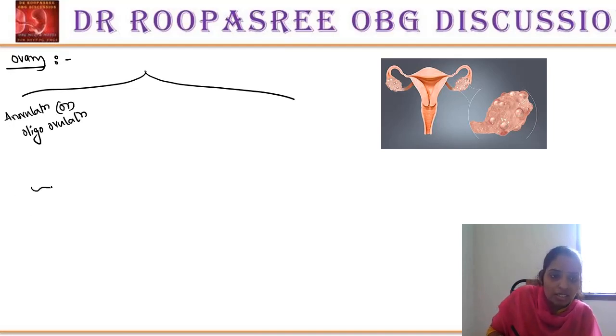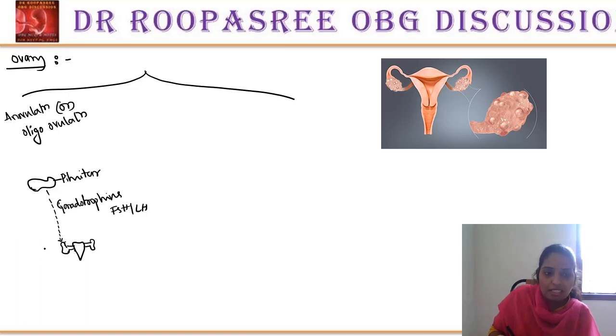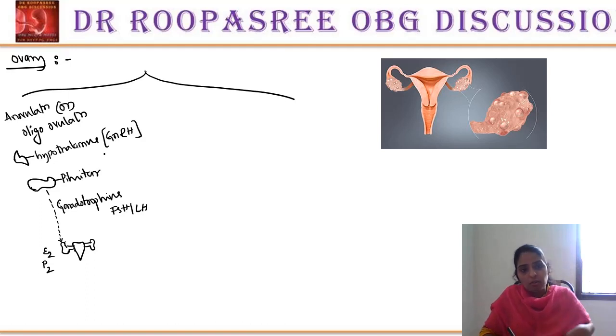Because, see, this is the pituitary, and this is the ovary. This pituitary gonadotropins will be acting upon the ovary, like FSH and LH, and then it releases some of the hormones like estrogen and progesterone. If there is any problem in these gonadotropins because of the hypothalamus, because the hypothalamus secretes GnRH, so GnRH will be released here on the pituitary, and then this pituitary will stimulate the gonadotropins. Then these help in stimulating the estrogens and progesterones in the ovary.